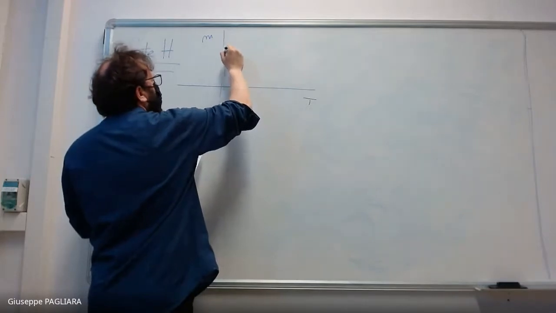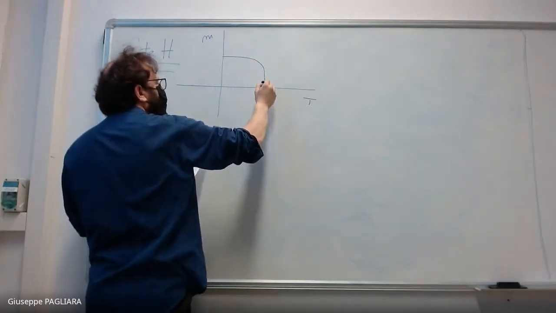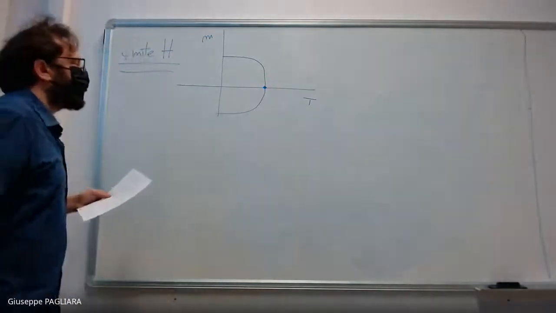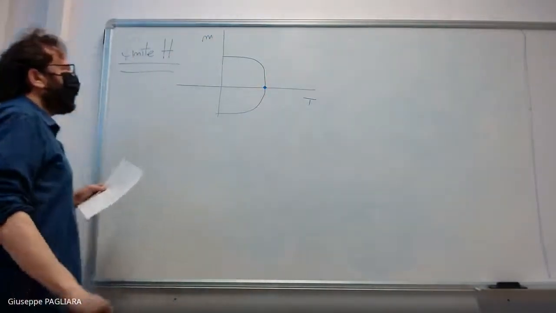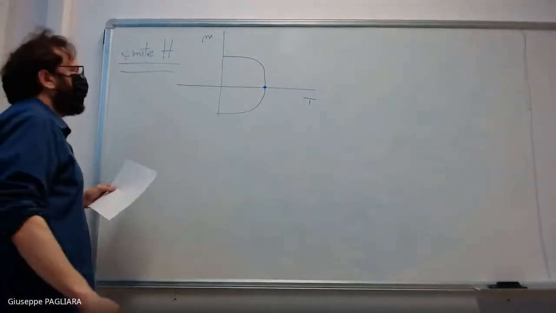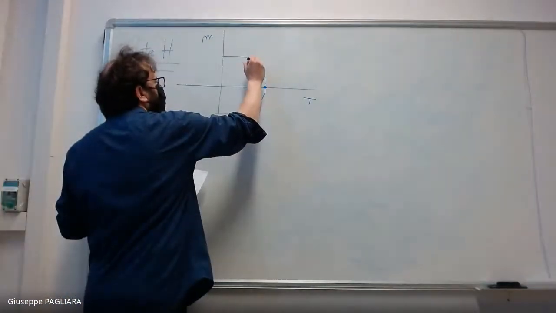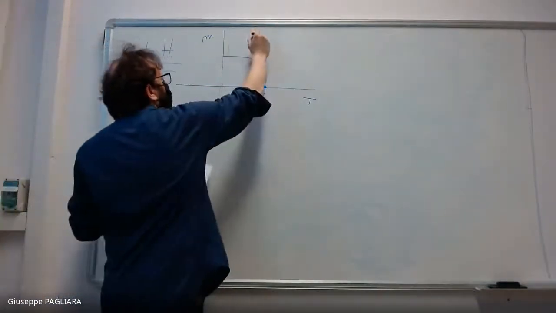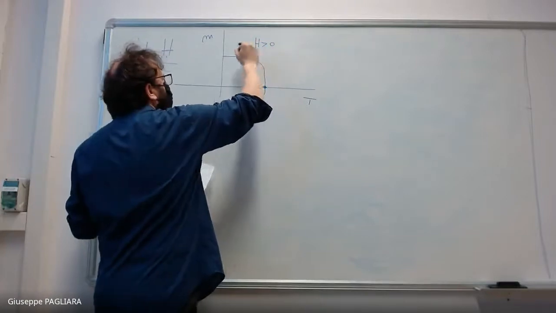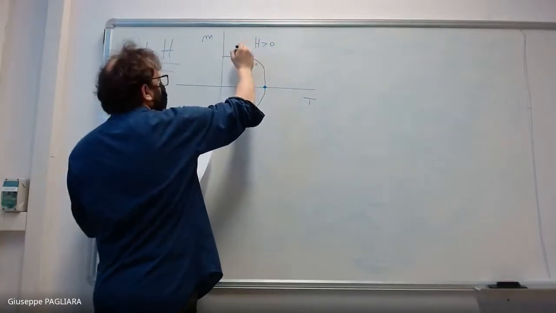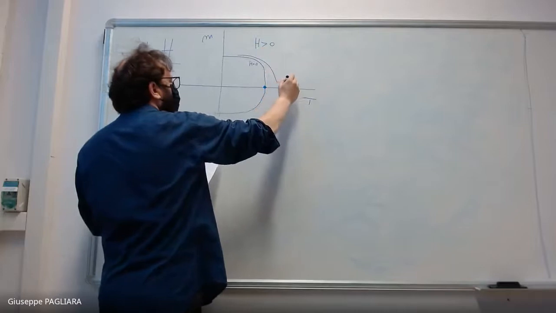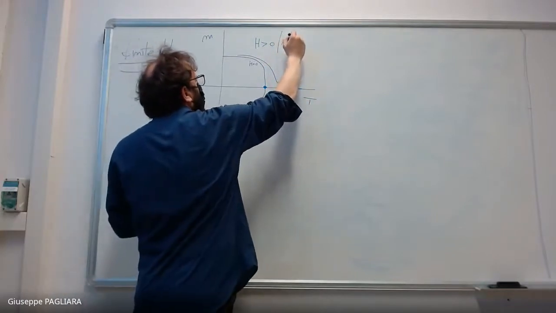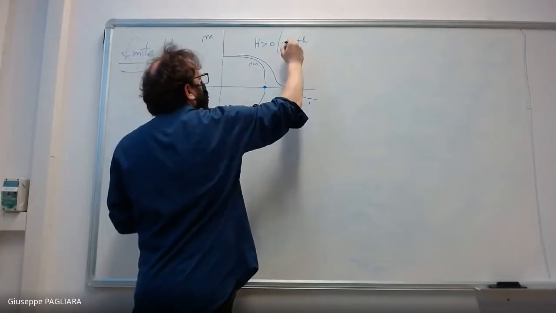Well, the situation for H equals 0 was something like this, in which you have a divergence of the derivative of M with respect to T. This is the curve for H equal to 0. For H different from 0, and suppose that H is positive, we'll have something like this. So we have a smooth behavior.